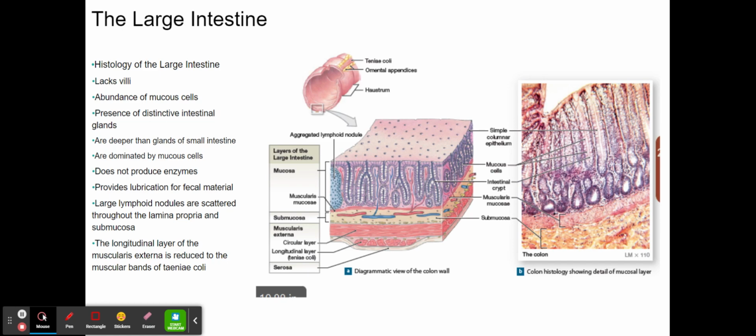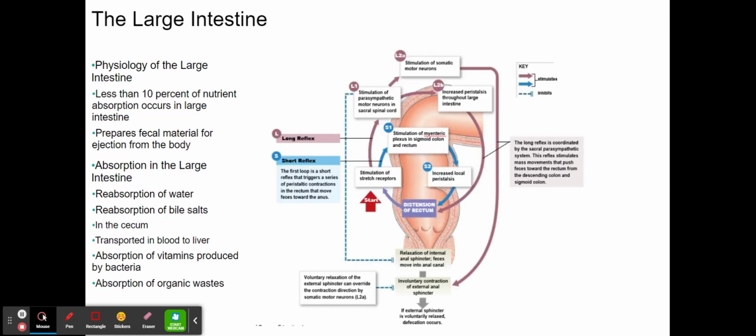The lamina propria and submucosa of the anal canal contain a network of veins. If venous pressures there rise too high due to straining during defecation or pregnancy, the veins can become distended, producing hemorrhoids.